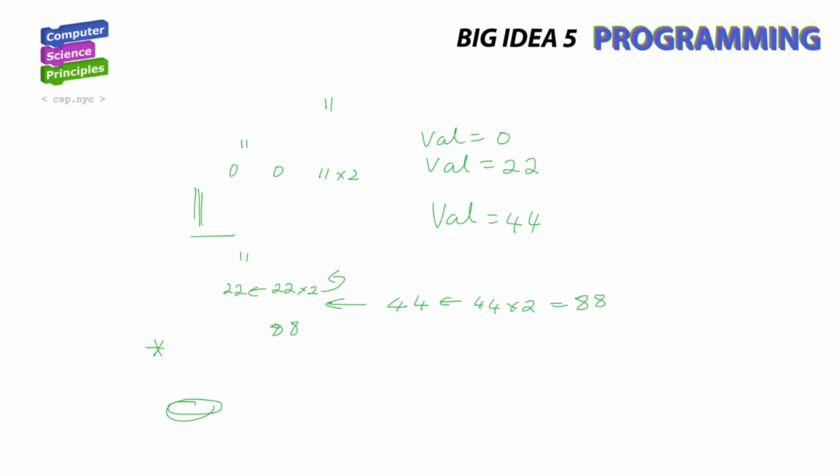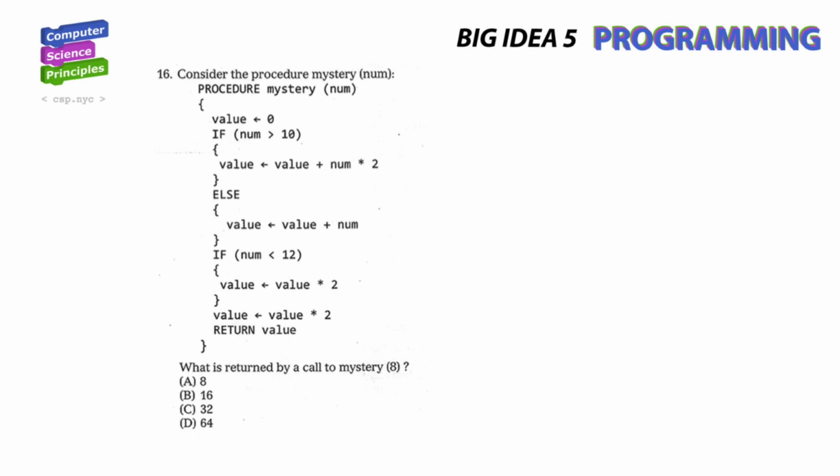Okay, 16. Here it is. So for question 16, similar to before, but it says what is returned by a call to mystery 8. So 8 goes here, 8 goes here. So if 8 is greater than 10, well, it's not. So it's not going to do this. So what it does instead is it does this piece here, and value is 0, and that's given 0 plus the number. 0 plus num. So now at this point, val equals 8.